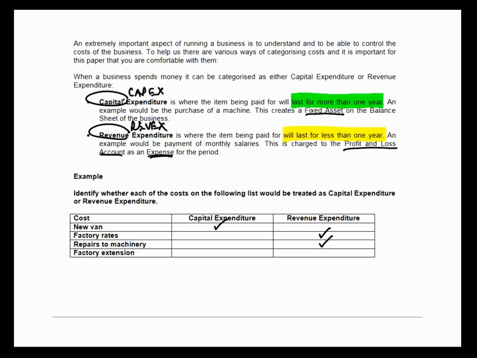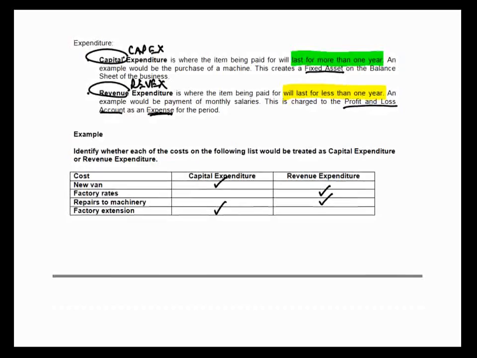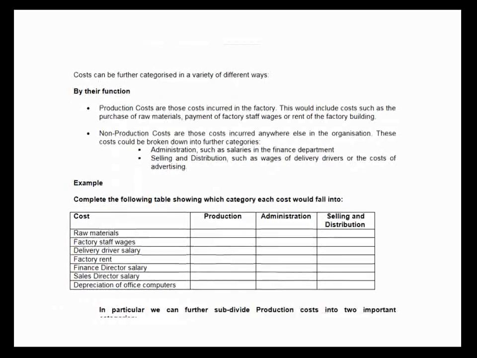Well, if I'm extending the factory, I suspect that will be lasting for many, many years, so I would probably treat that as capital expenditure, and so that would become a fixed asset on the balance sheet. So that's just a little example of treating elements as either capital expenditure or revenue expenditure. Let's have a look at another way of categorizing costs.